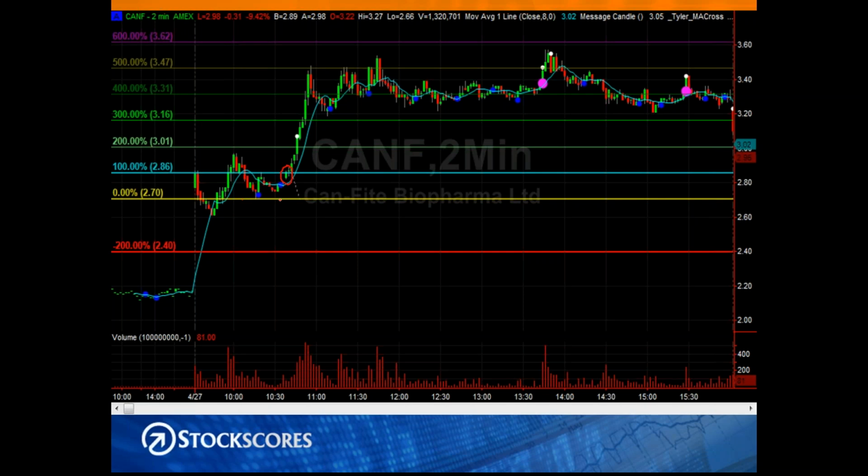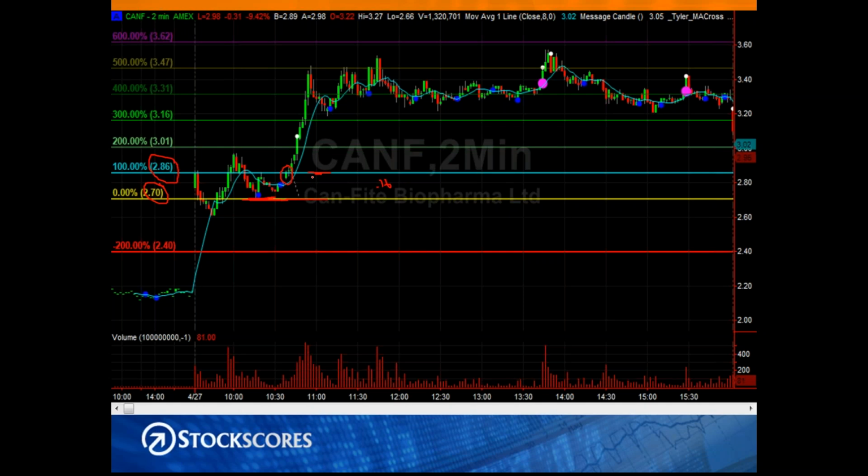This yellow line represents support. It's how I manage my risk. So the difference between these two is the risk per share on this trade. In this case, buying at $2.86 with a stop loss point or support price of $2.70 means that I had 16 cents a share in risk. So if you buy 1,000 shares, your risk is $160. If you buy 5,000 shares, your risk is $800. If you buy 10,000 shares, your risk is $1,600.